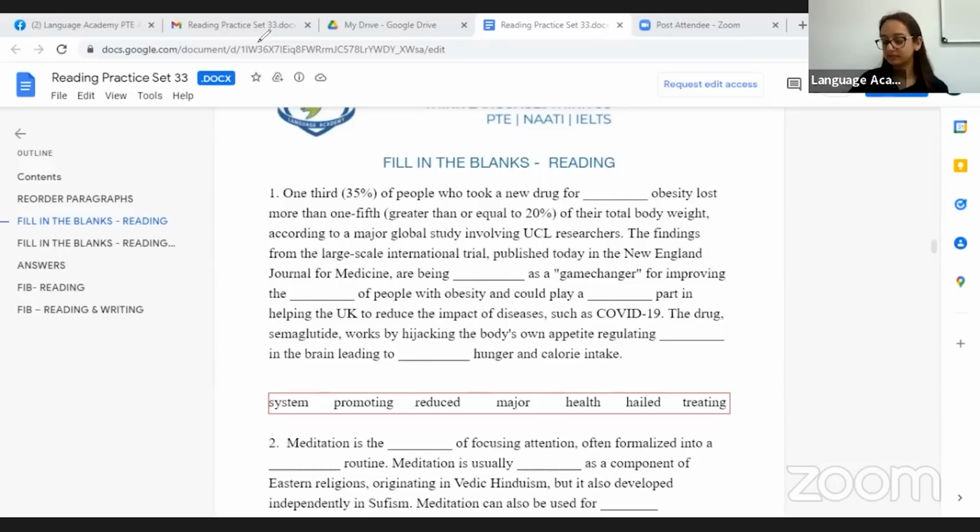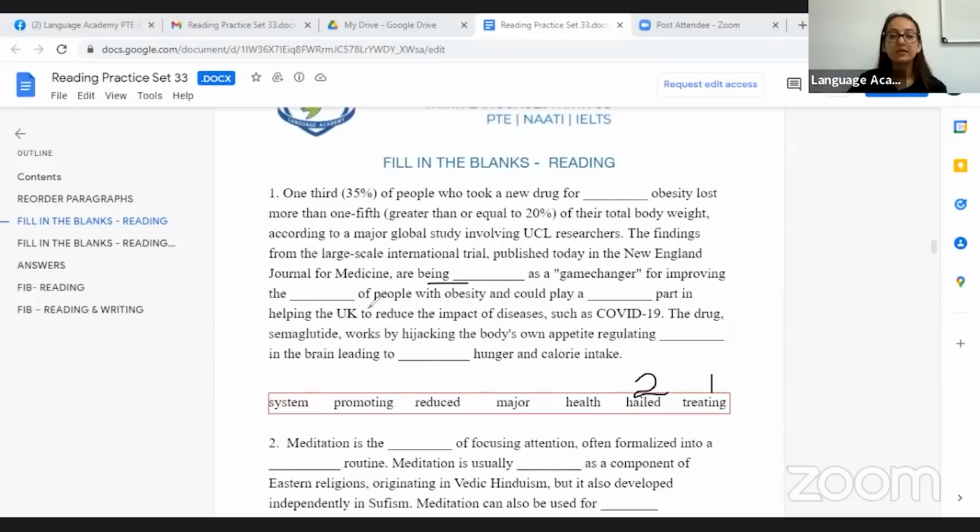Okay, should be done. All correct answers. The first one is: 1/3 of people who took a new drug for treating obesity lost more than 1/5 of the total body weight. So "for" comes with -ing, for treating obesity. The findings from the large-scale international trial are being hailed as a game changer. So with "being" comes the third form of the verb. So "are being hailed" is the right answer.